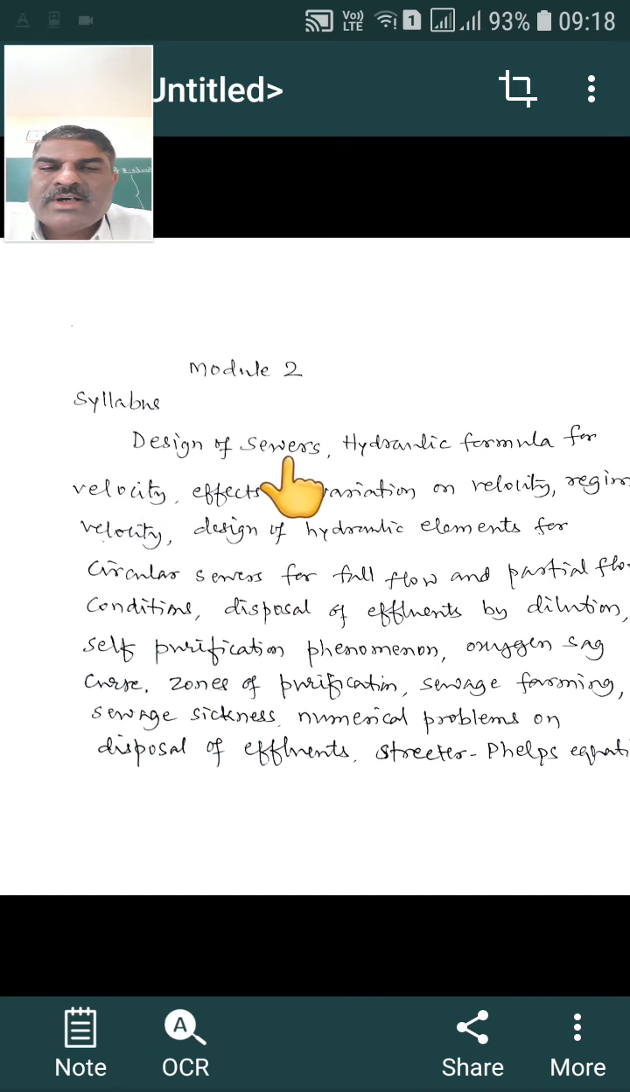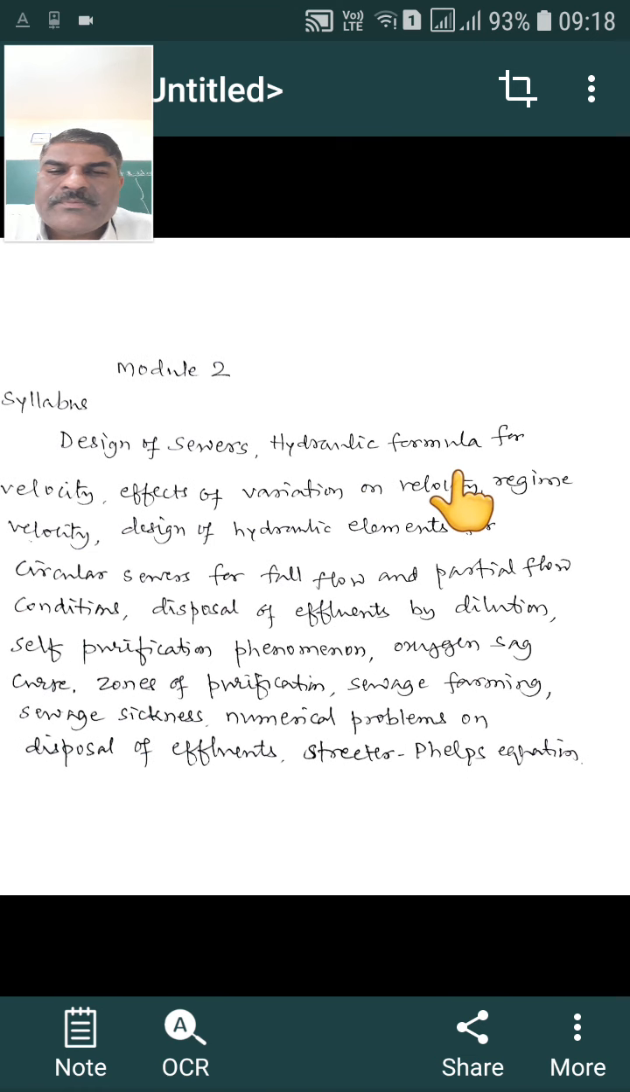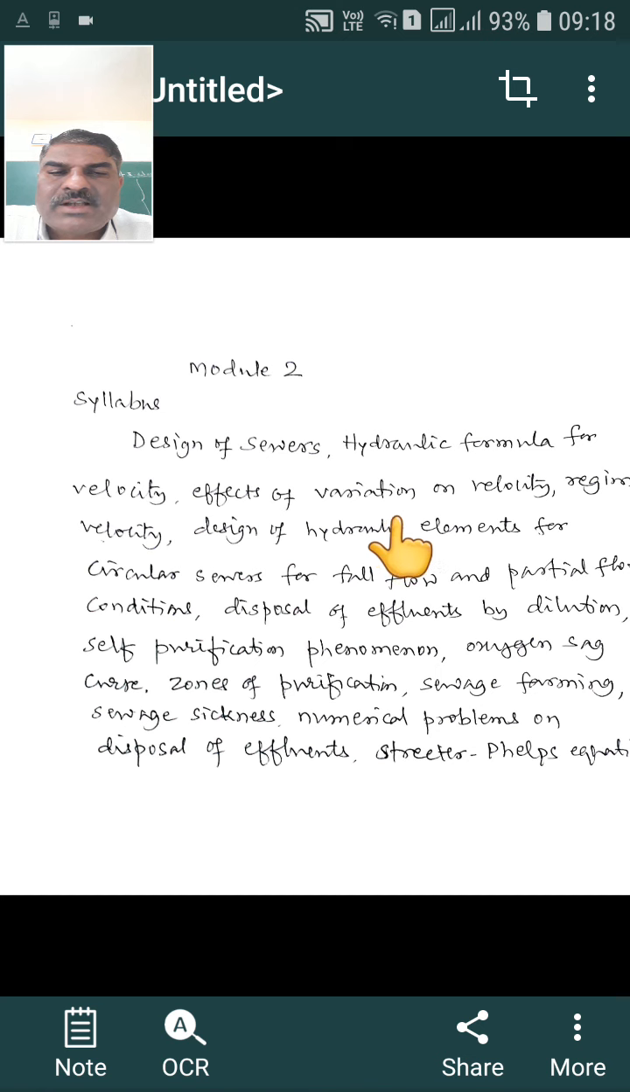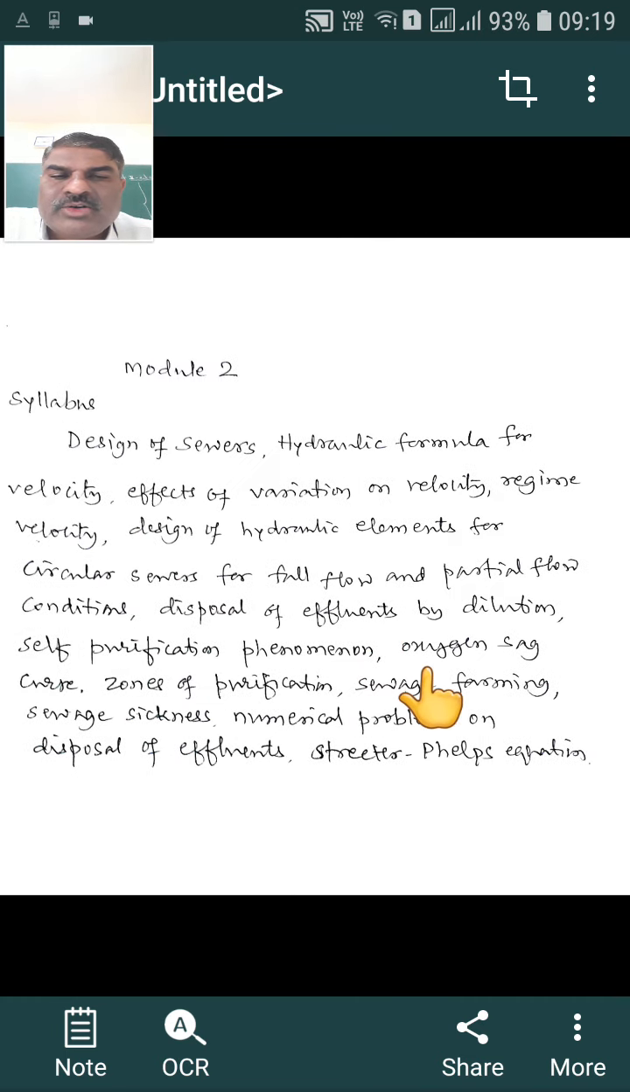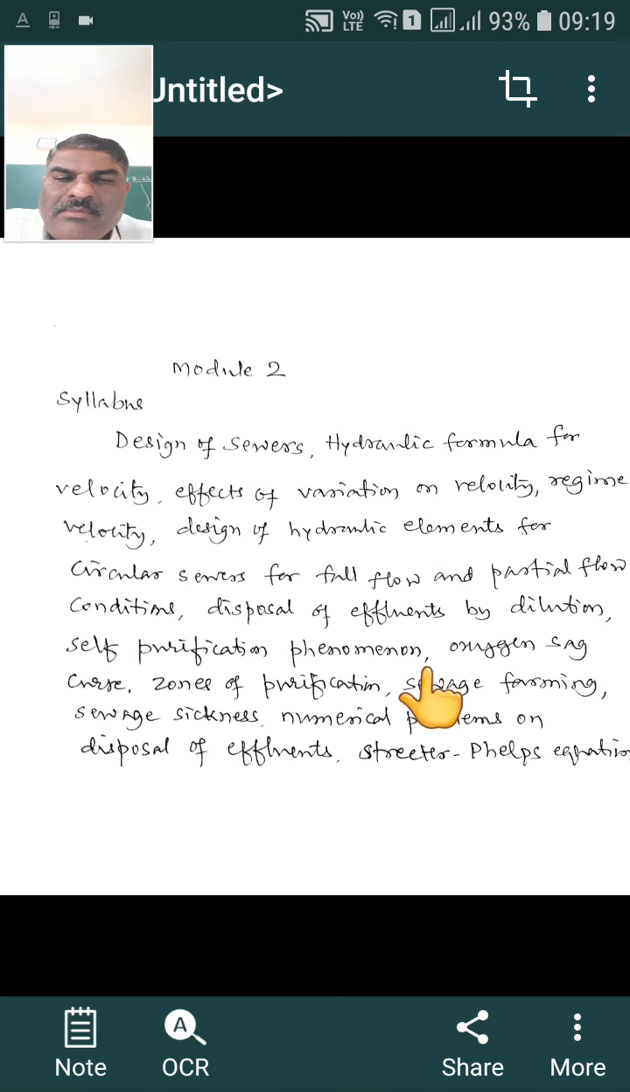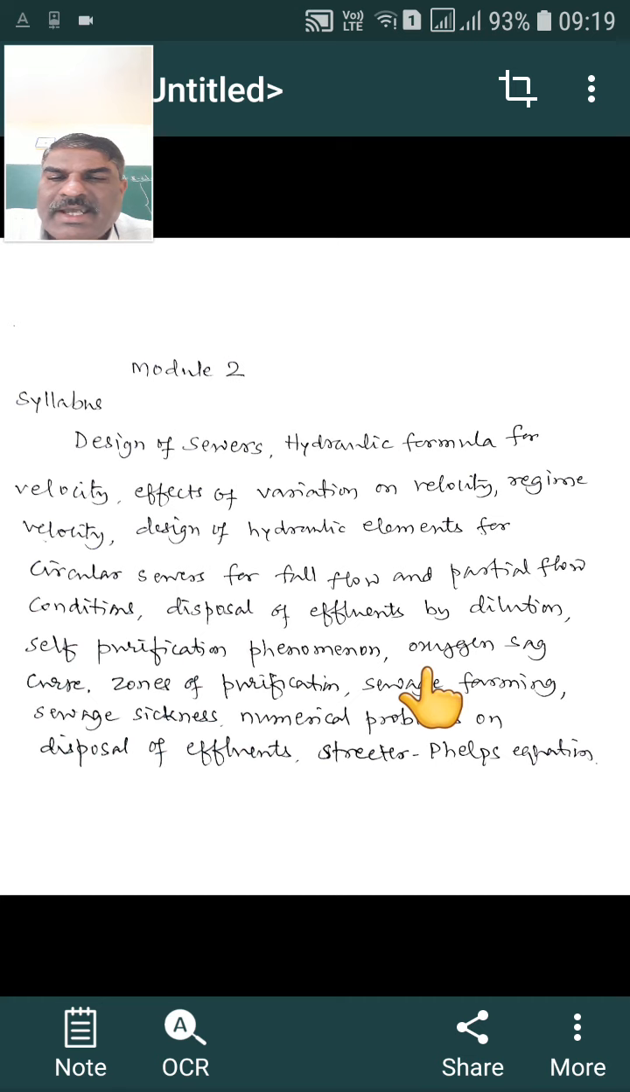It is design of sewers, hydraulic formula for velocity, effects of variation on velocity, regime velocity, design of hydraulic elements for circular sewers, for full flow and partial flow conditions, disposal of effluents by dilution, self-purification phenomenon, oxygen sag curve, zones of purification, sewage farming, sewage sickness, numerical problems on disposal of effluents, Streeter-Phelps equation. So this is the syllabus for Module 2.